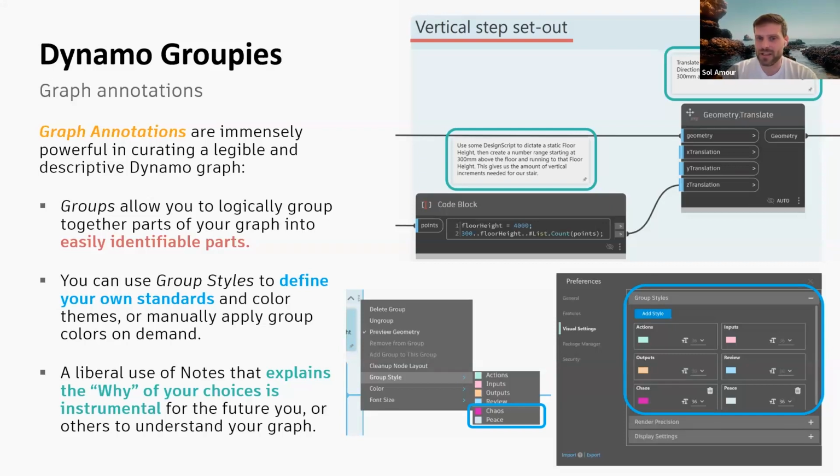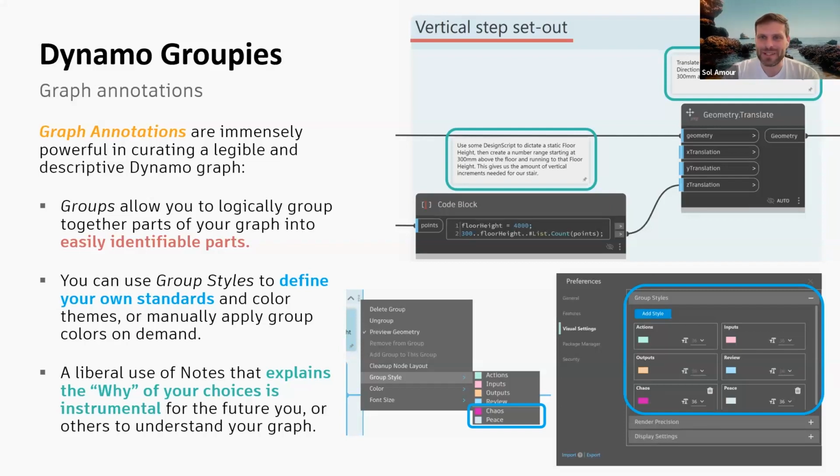You can also just use the ability to add in any kind of color, as you have done forever, in a more ad hoc or on-demand method. Liberal use of notes also explains the why of your choices. We touched upon this in slide number 1, and it's really instrumental to explain what you're trying to do, as a log for yourself and as a log for other people. The future you is probably the primary user of your graph, and you will want to be able to understand that graph.